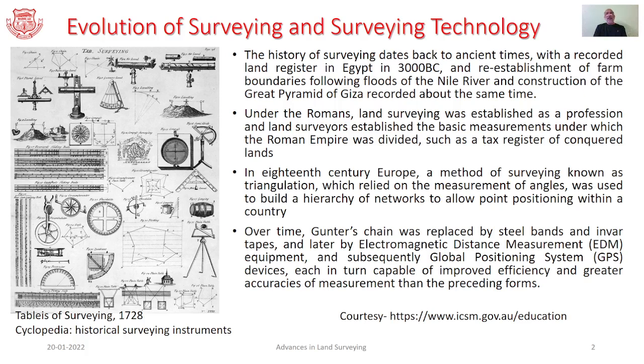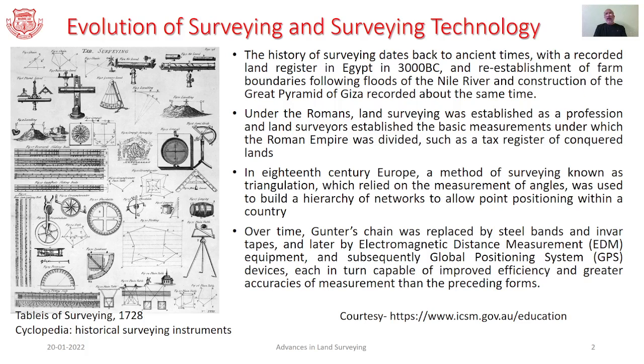As we go back, history gives references to various land registers recorded in Egypt in 3000 BC. The records also depict the re-establishment of boundaries following floods of the Nile River and the construction of the Great Pyramid of Giza recorded about the same time.